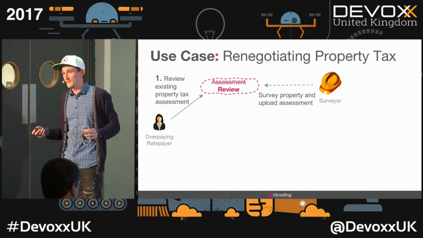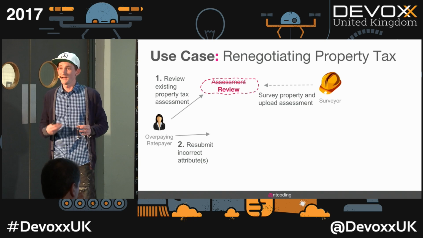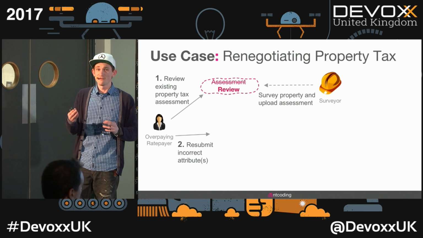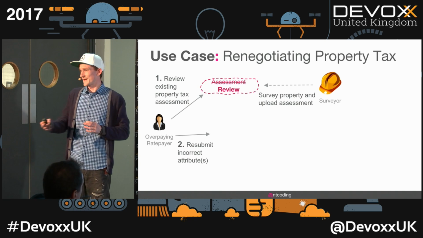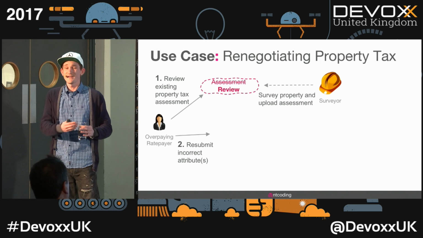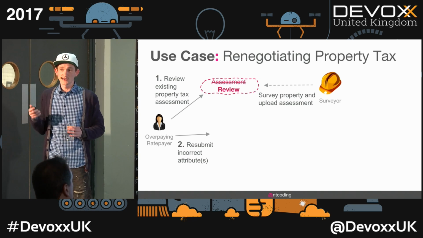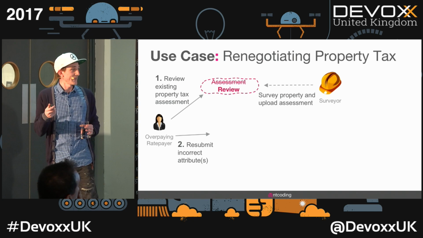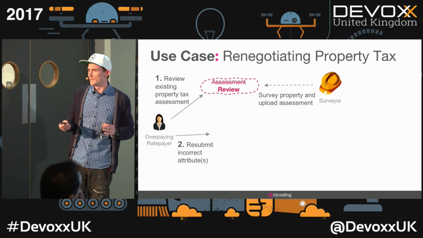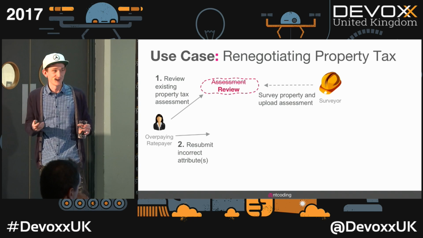Fantastic. What happens next? Well, I'm a ratepayer, I see the information's incorrect, and I resubmit it. I don't have 200 car parking spaces, I don't even have any car parking spaces. Great. So which context owns this? And again, you can't say to the domain expert, well, which context owns this, because there is no context.